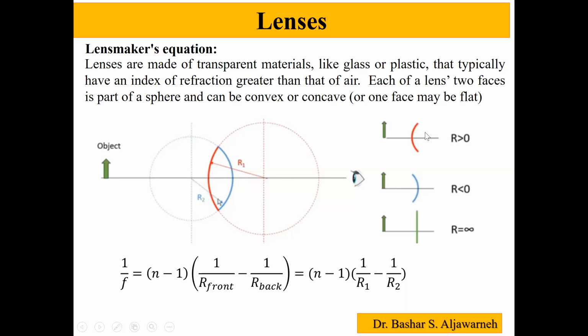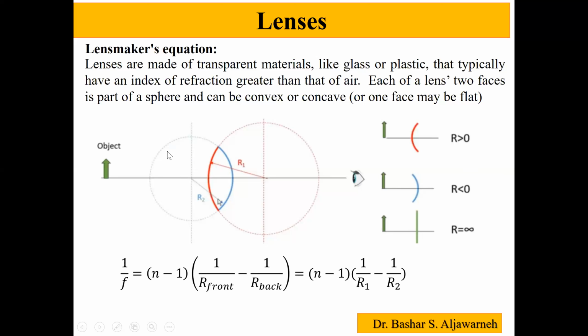Now, the signs of R1 and R2, or R front and R back, should be the following. If I have a convex lens, that means my radius of curvature should be positive, or greater than 0. If it's concave, it should be less than 0, or negative. If it's flat, as you can see here, it should be infinity. Again, when I'm saying front and back, I'm taking my reference for this, which is the object.